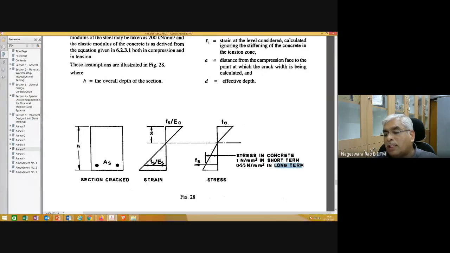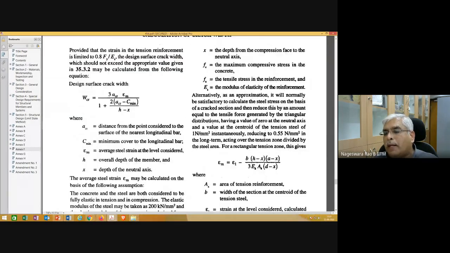So assume the stress distribution to be linearly varying, that is nothing but a triangular distribution. Whatever formula we just looked at is exact, but the code, based on some empirical experience, some experts have recommended this. So use it at the centroid of the tension steel: take it as 1 Newton per mm square for short term, and for long term you take it as 0.5 Newton per mm square.